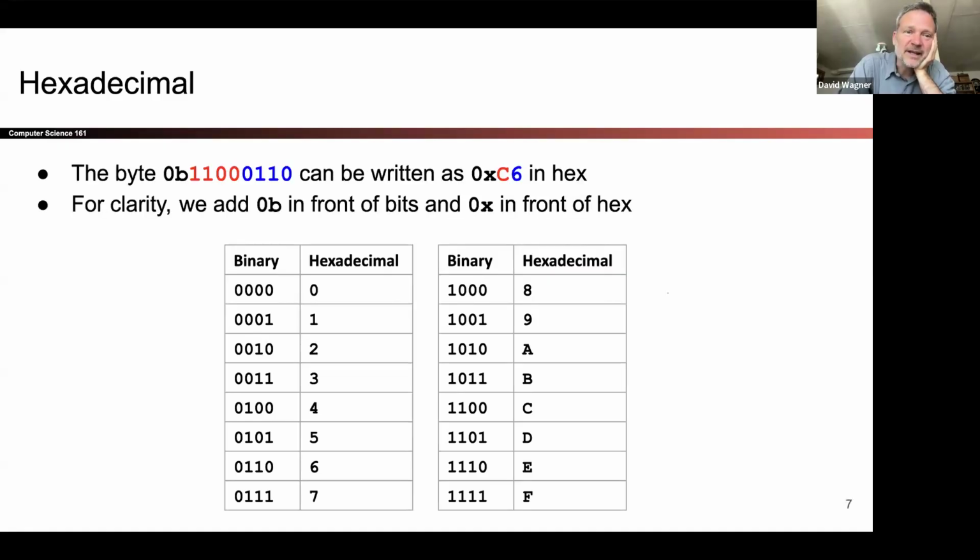So if you have a byte that's like 1100 0110, you can divide that up into 2 groups of 4 bits, and then each group of 4 becomes a single hexadecimal digit. So 1100 corresponds to 8 plus 4, that's 12, and 12 is C, and 0110 is 4 plus 2, that's 6, and so that's written as 6. So this is written in hexadecimal as C6. And we often put 0x at the start to let people know this is hexadecimal, or 0b to let them know it's binary.